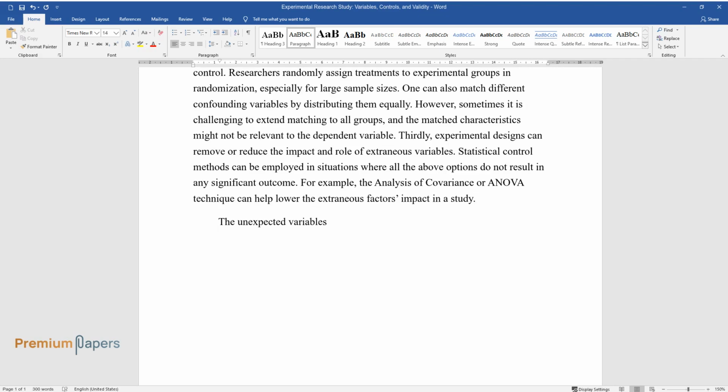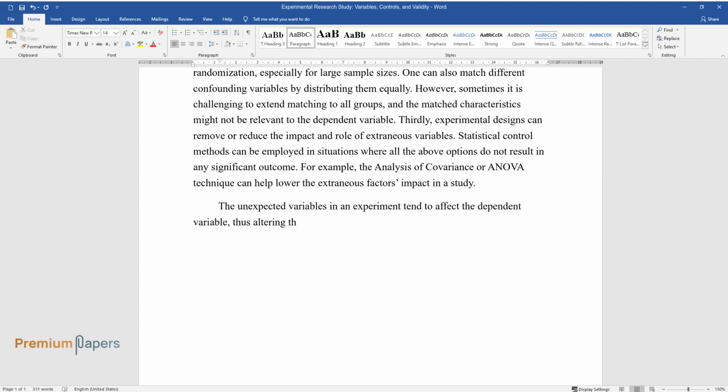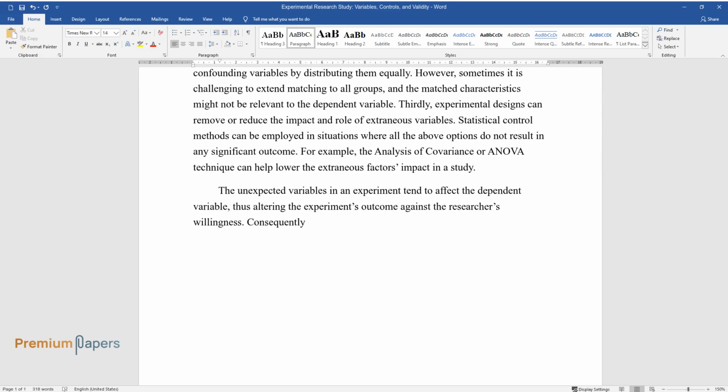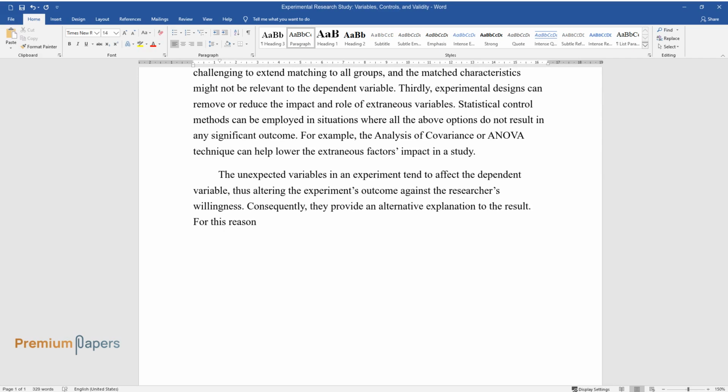The unexpected variables in an experiment tend to affect the dependent variable, thus altering the experiment's outcome against the researcher's willingness. Consequently, they provide an alternative explanation to the result. For this reason, it is crucial to control them to ensure the integrity of the study is maintained.